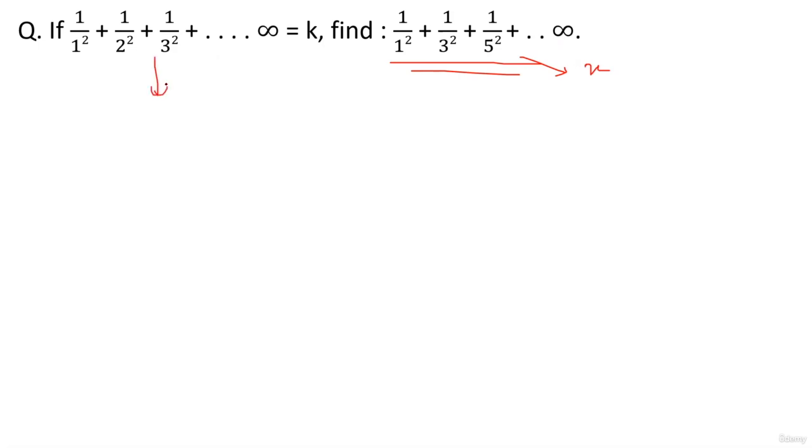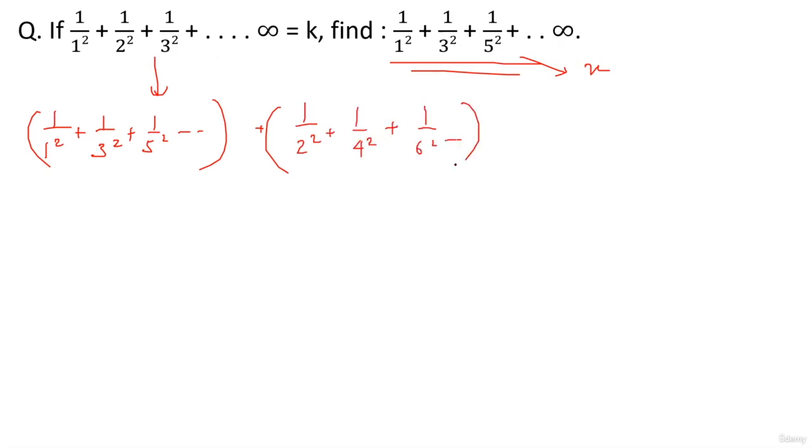So we break this particular equation such that 1 upon 1 square plus 1 upon 3 square plus 1 upon 5 square, all these terms we write together, and the remaining terms, 1 upon 2 square plus 1 upon 4 square plus 1 upon 6 square, we write separately. This is given as k. Now, I asked you to assume this as x, right? So put this entire thing as x, because we need to find its value.